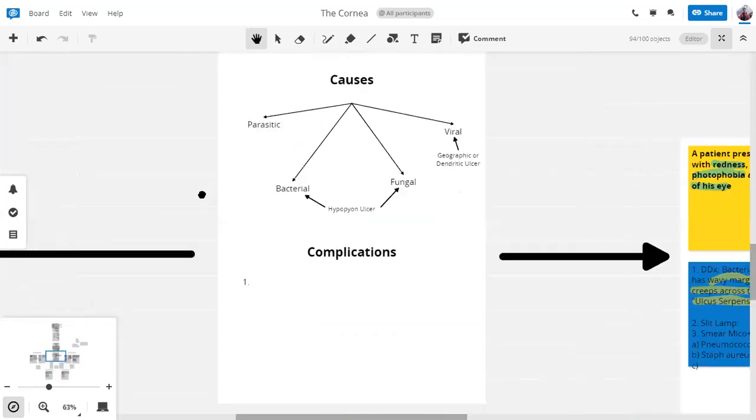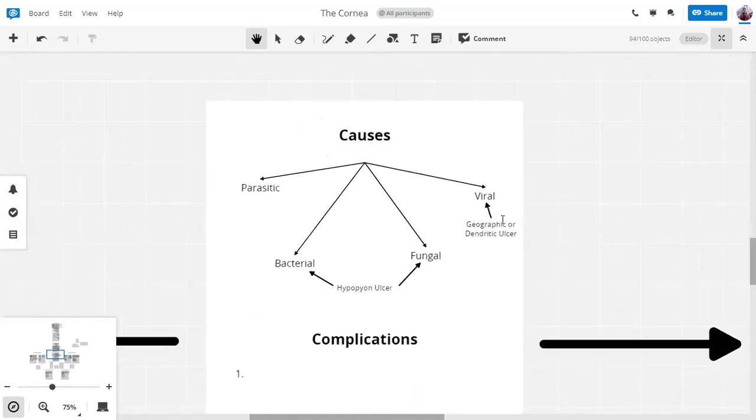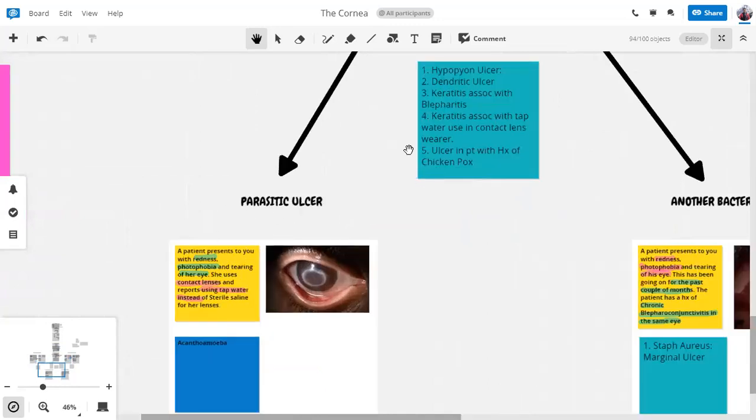Okay? So again, remember geographic and dendritic ulcers are associated with viral etiologies. Hypopyon ulcer, bacterial or fungal. Parasitic, one important is Acanthamoeba. And Acanthamoeba causes keratitis in contact lens users who use tap water.